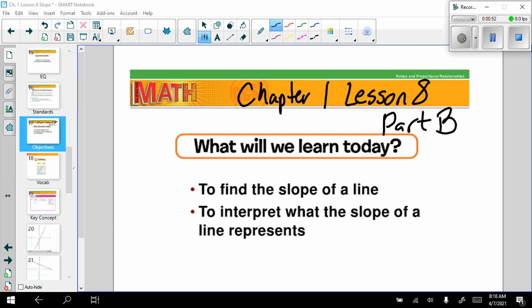All right, so again, get your math notebook out, and at the top of your math notebook, chapter and lesson is right there. I will tell you throughout the lesson what you need to copy down, what you don't need to copy down. So just tune in, pay attention, and make sure you get all your notes added, okay? So chapter 1, lesson 8, part B is what I need at the top of your math notebook. All right, so let's get that on the top. So chapter 1, lesson 8, part B, here we go.